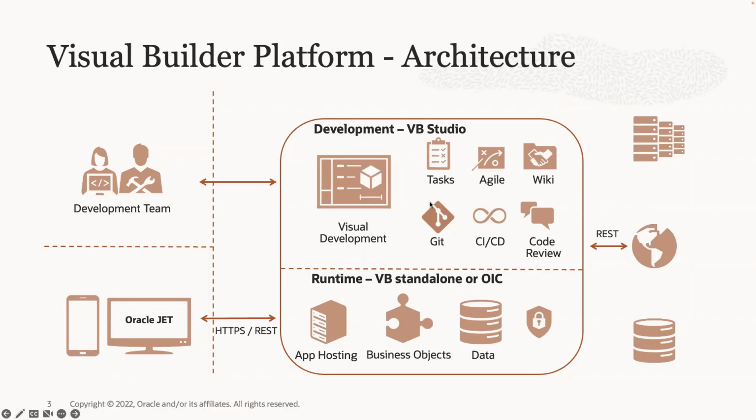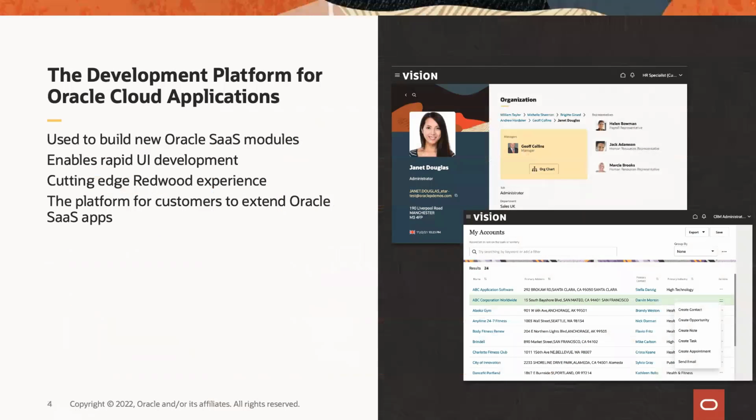Now, our internal development teams are actually using this top part, the Visual Builder Studio development environment, to build our next generation of Oracle SaaS applications, the Oracle Fusion Cloud applications. The new modules are being built with Visual Builder Studio. This allows us and our developers to have a more rapid development experience building those applications. It allows them to create the cutting-edge Redwood experience for those applications.